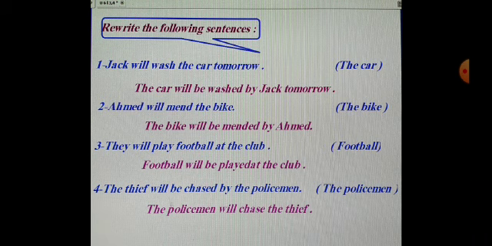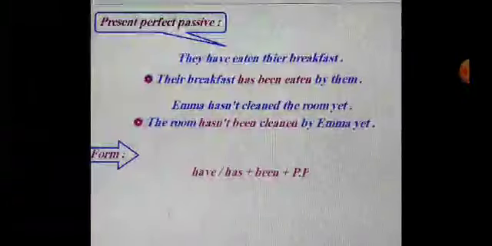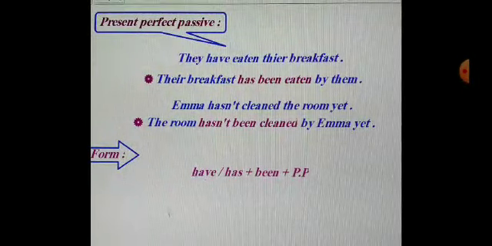Number 4, the thief will be chased by the policeman. Begin with the policeman and pay attention to this sentence. This sentence is passive, so we will change it from passive to active. Okay, the policeman will chase the thief. Okay, present perfect passive. In the present perfect passive, we start with the object, followed by have or has plus been plus past participle.